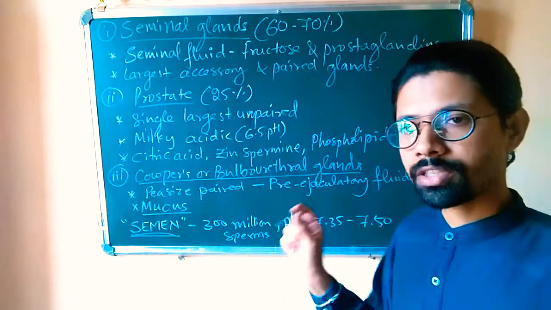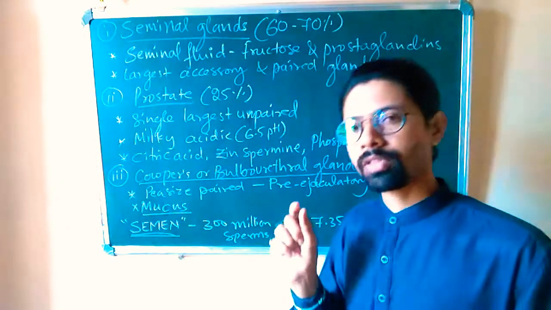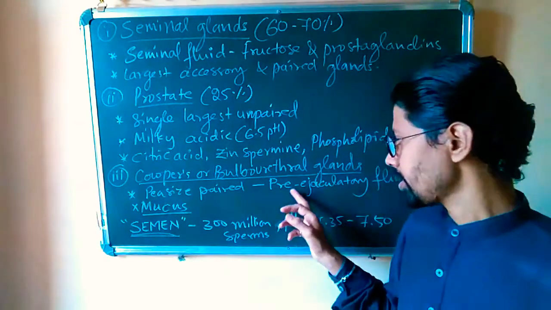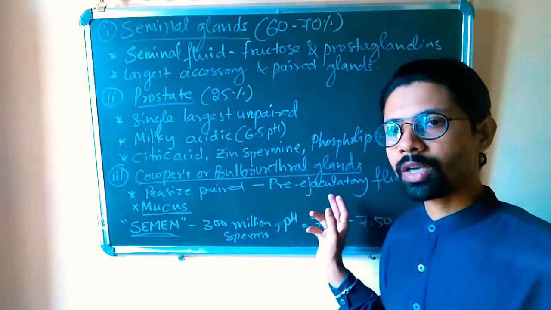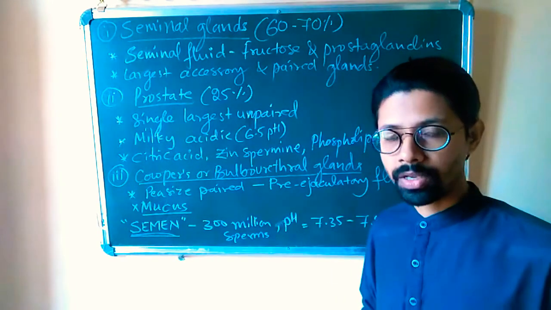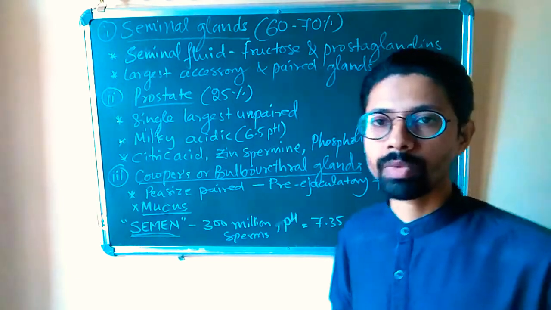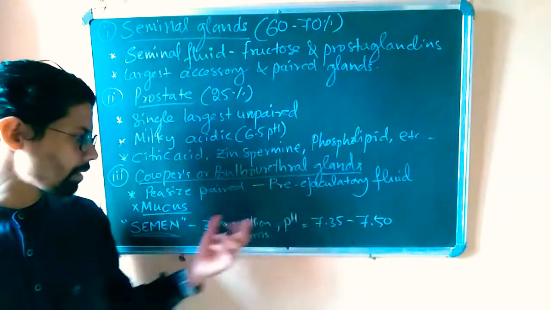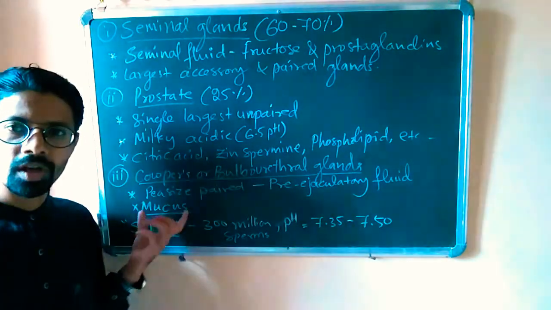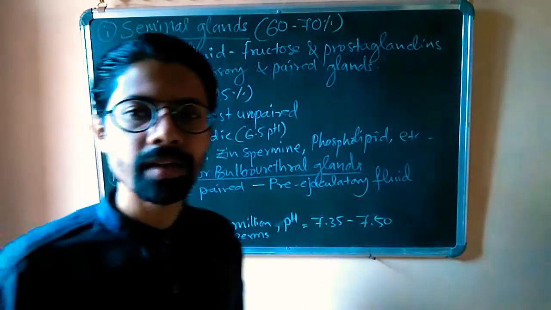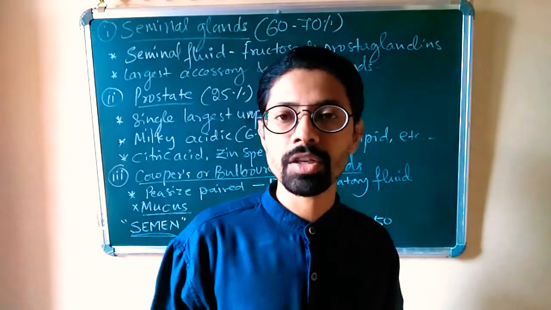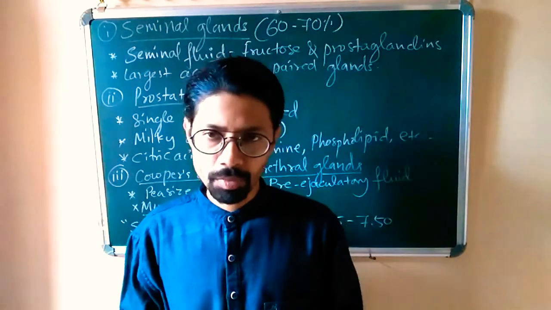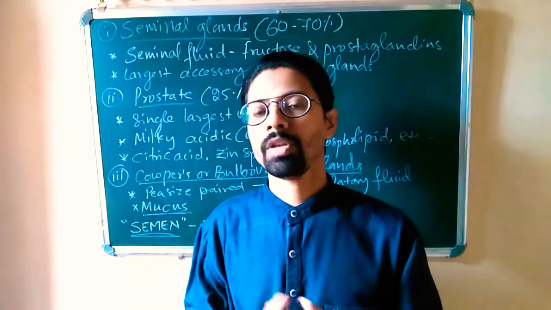Now coming to the third gland, the Cowper's gland, also called the bulbourethral gland. These are the smallest paired glands in the male reproductive system, pea-sized paired glands. They secrete a liquid called pre-ejaculatory fluid or precum. It contains only one main thing, mucus. So it acts as a lubricating substance rather than a part of semen. The first gland which secretes during sexual intercourse is the bulbourethral gland.